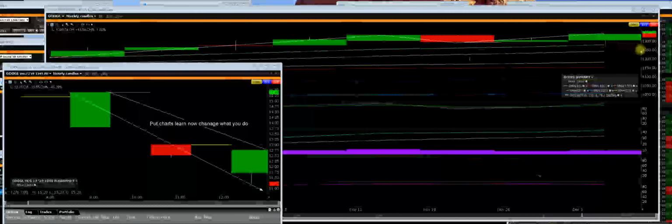Earlier in the week, that green line was a 200-week moving average. It tested it and took off like a rocket. Boy, did it ever. And now it's way back up here again.